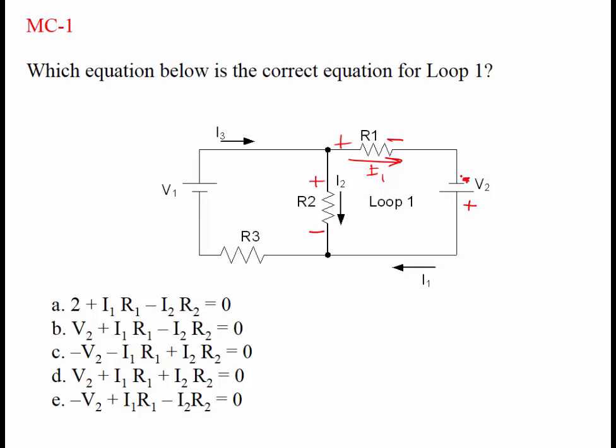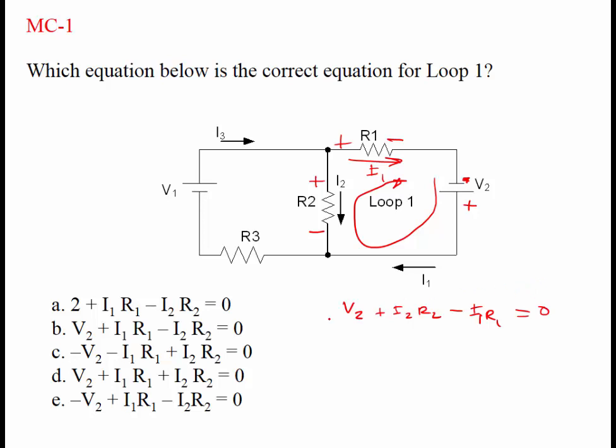Now, for loop 1, if we're starting the loop here and go around the loop this way, what we have is V2 plus I2 times R2, and minus I1 times R1 is equal to 0. Now we're going to see which one actually corresponds to that.